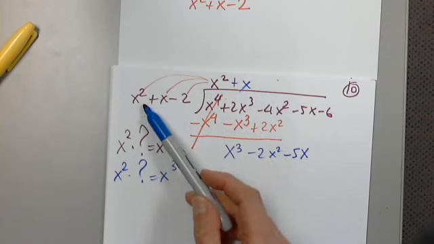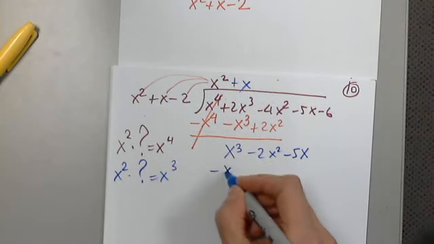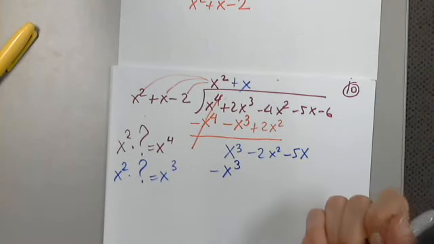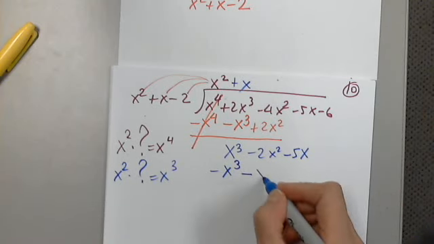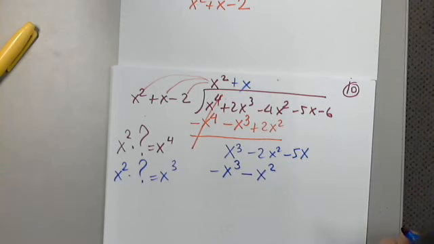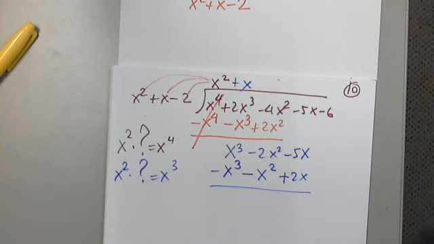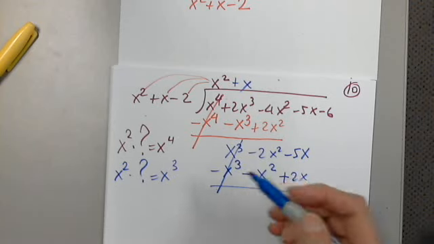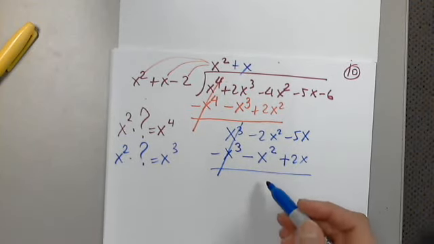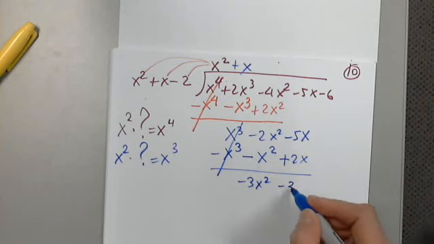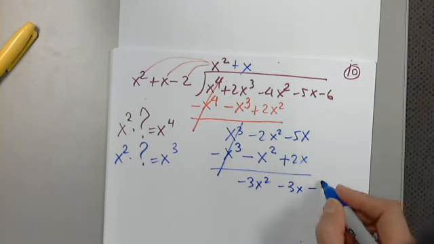X times x squared. But I have to write the opposite because I subtract. X times x. And I have to write the opposite because I subtract. And x times negative 2. Yes, but I have to write the opposite because I subtract. It's negative 2x, but I have to write the opposite. These two go away. What do I get now? Negative 3x. What do I get here? Awesome. And now I have to bring down the last in line.